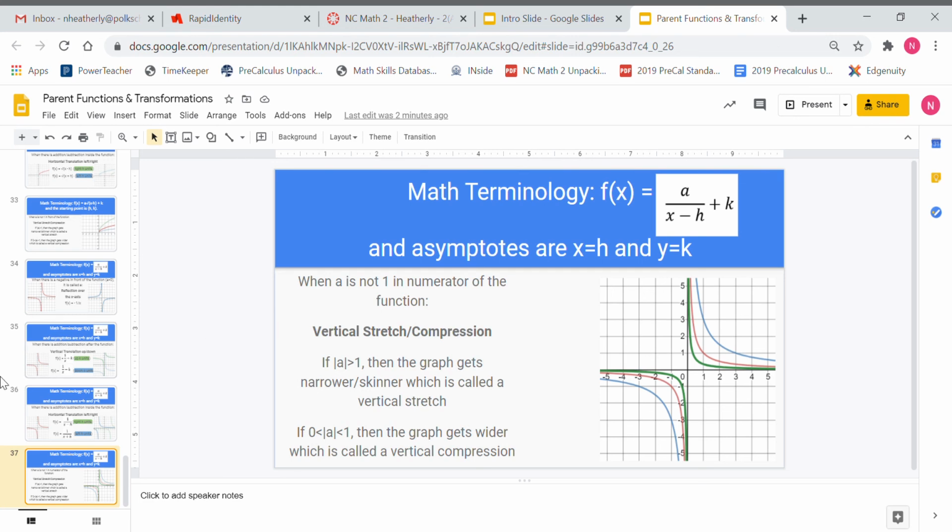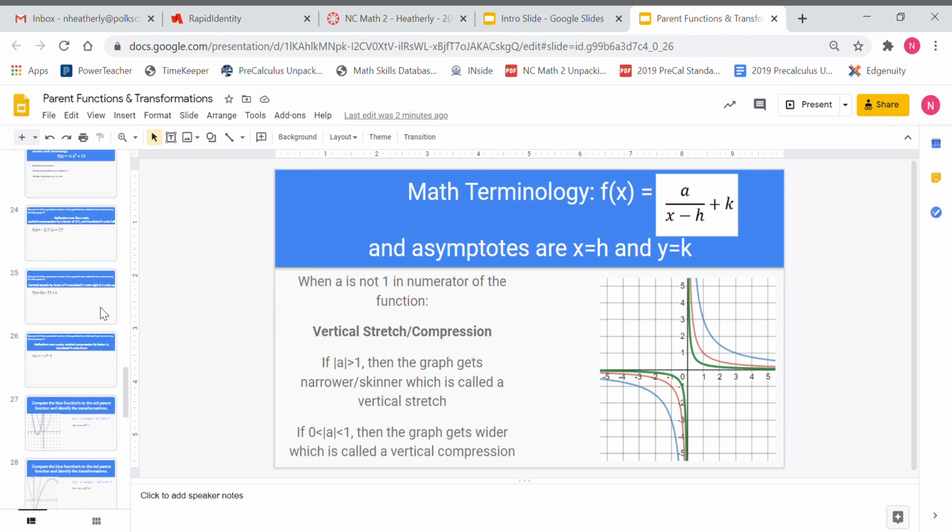So those are your basic transformations. You've got reflection over the x-axis, translated left, right, up, or down, and then you've got a vertical stretch or compression. So now you should be ready to practice and work on the homework.